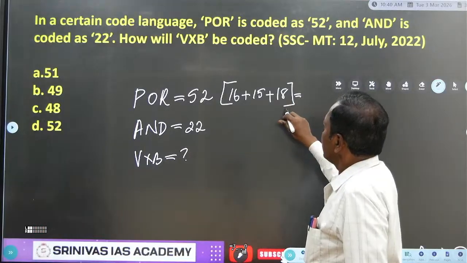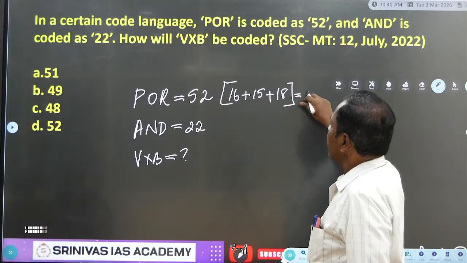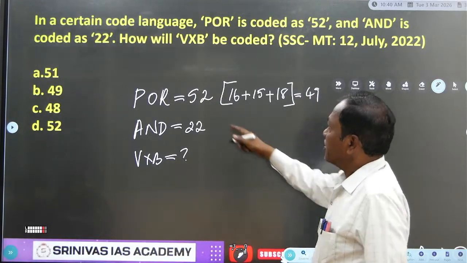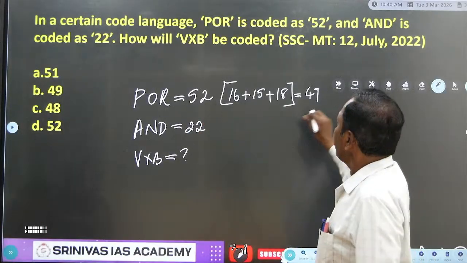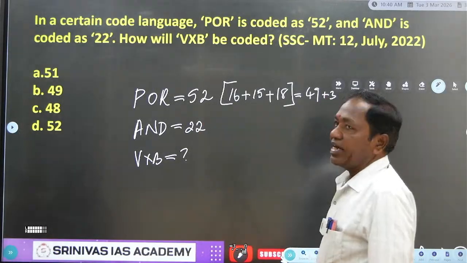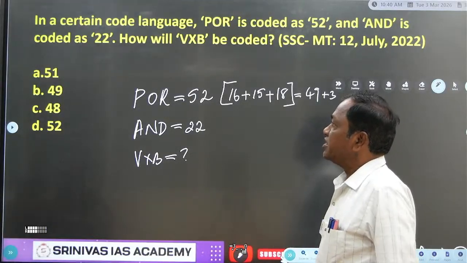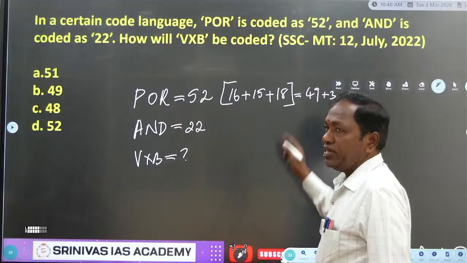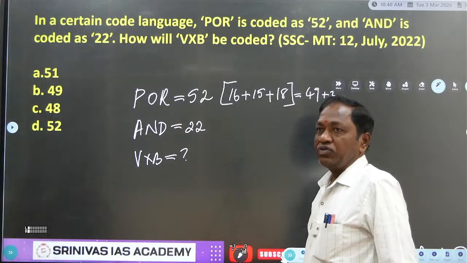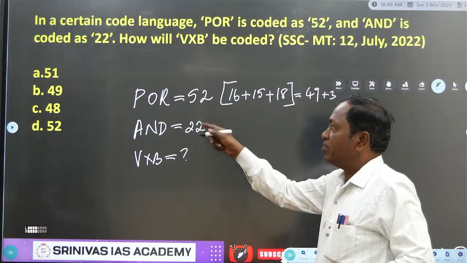Right. What is this? 31, 39, 49. 49, 52 is there. Maybe the number of letters is added here. The sum of the positions of the letters in the alphabet is 49. 52 is there, so maybe plus 3. It means the number of letters.